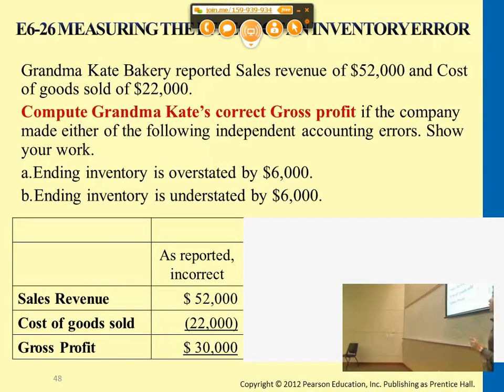So this is the dollar amount that's reported in income statement. Sales revenue, cost of goods sold, and gross profit as of now. But under a situation of ending inventory, you know for a fact that it's overstated by $6,000, how would you change this dollar amount to make sure this is correct? How would you edit this?